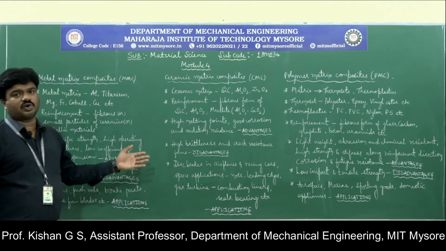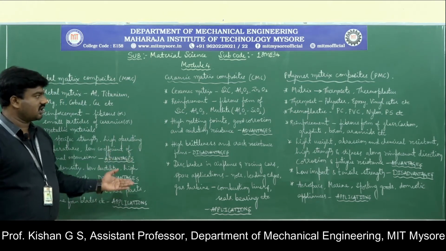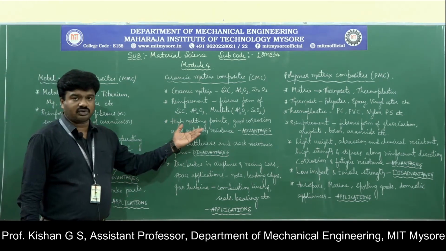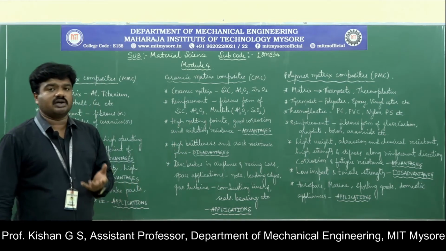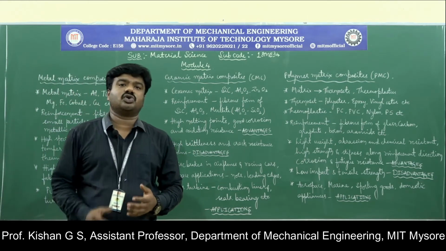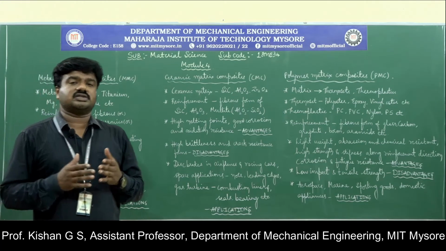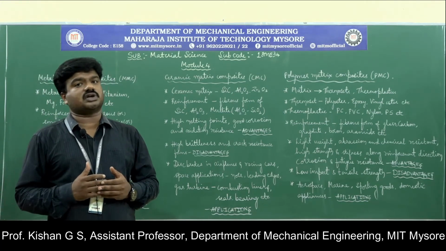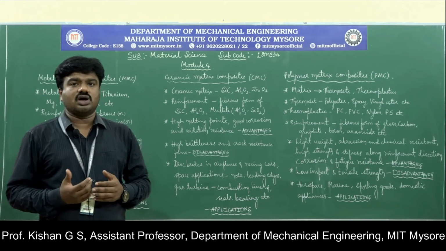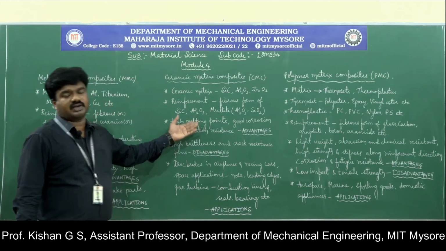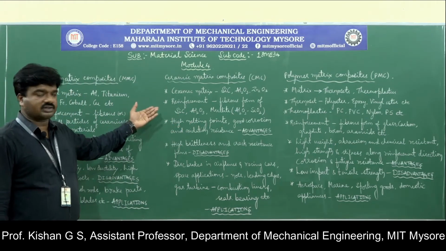Again, when it comes to the advantages, disadvantages and limitations here, it does have a high melting point, one of the major advantages, because melting point plays a very vital role when we opt for material in extreme conditions or extreme temperature conditions in its application. So high melting point is one of the major advantages for ceramic matrix composite.